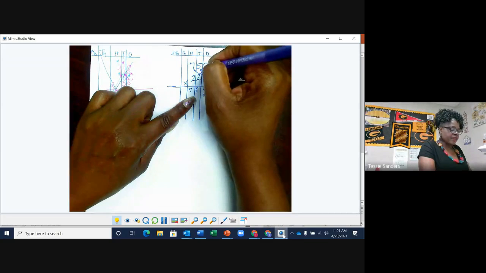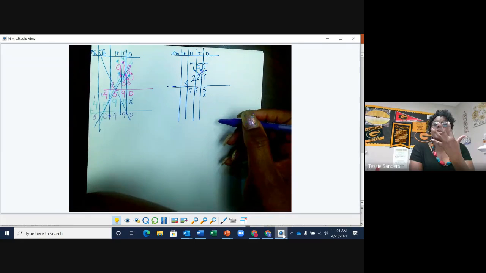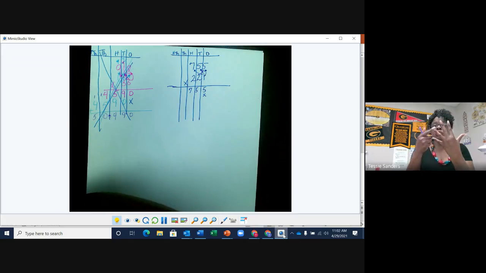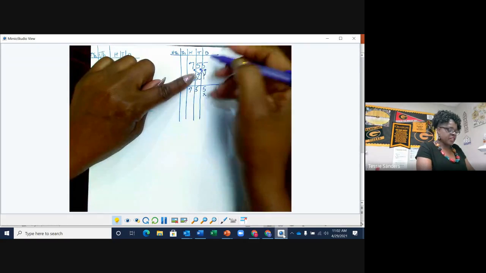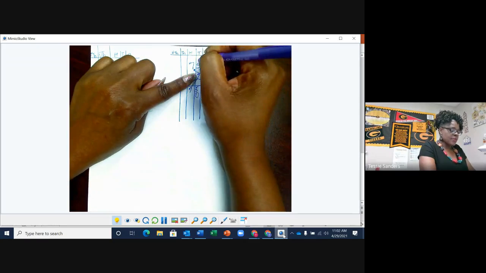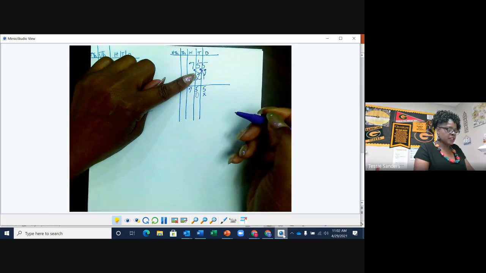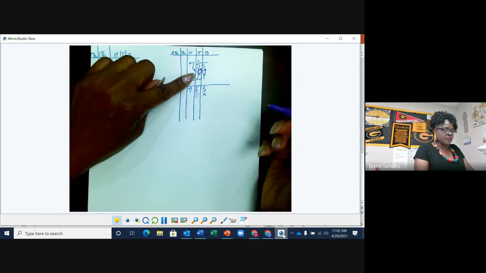2 times 5 is, get up 5 fingers and let each finger represent 2. Count 2, 4, 6, 8, 10. That's where 10 came from. So 2 times 5 is 10. I write my 0, carry my 1 to the tens place. 2 times 5 is 10.